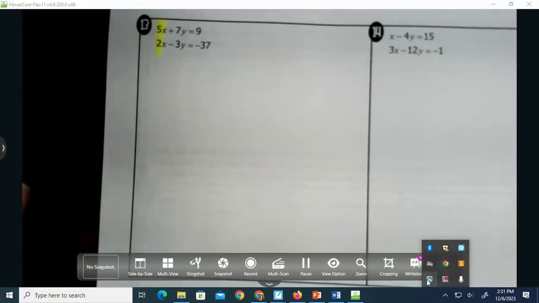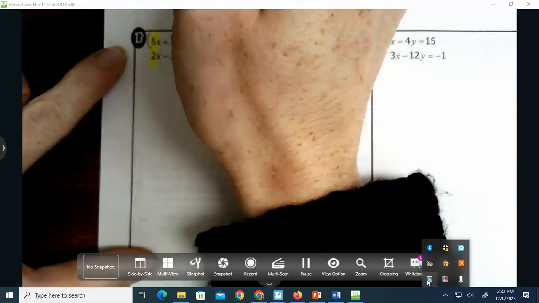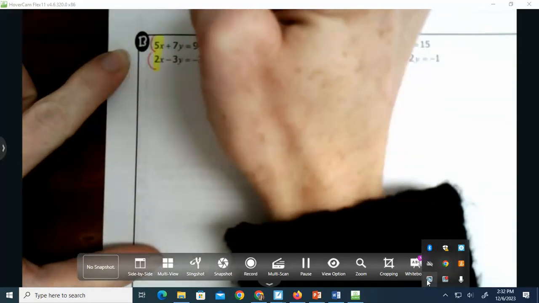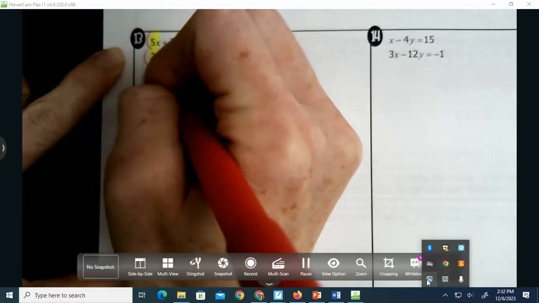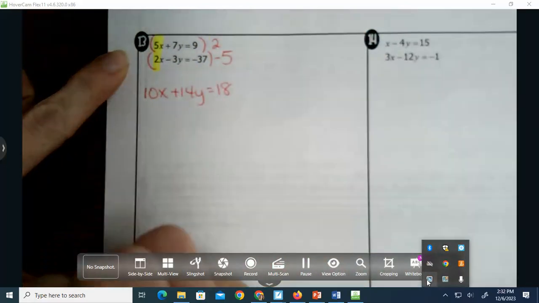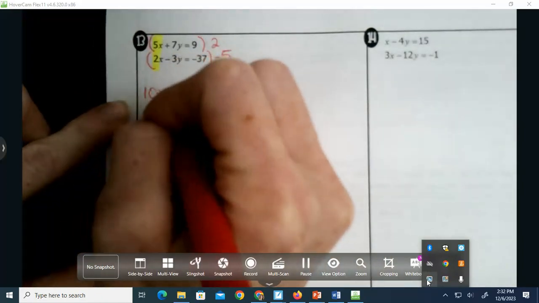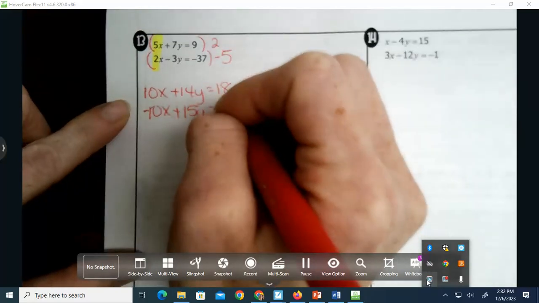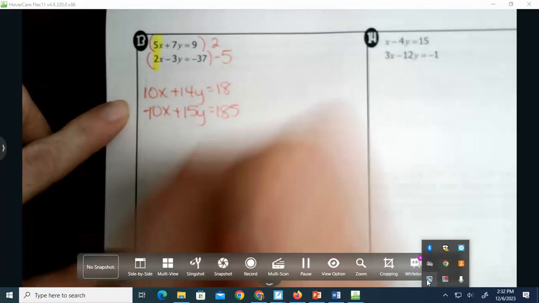So what can I turn both a 5 and a 2 into? So we're going to take the first one times 2, the second one -5 because we want one positive and one negative. So then I get 10x plus 14y equals 18. The next one, negative 10x plus 15y equals 185.